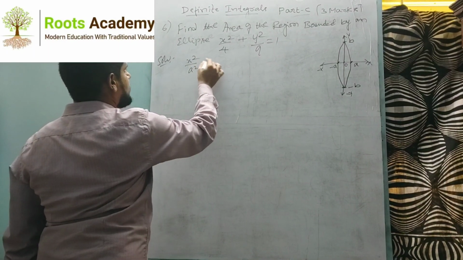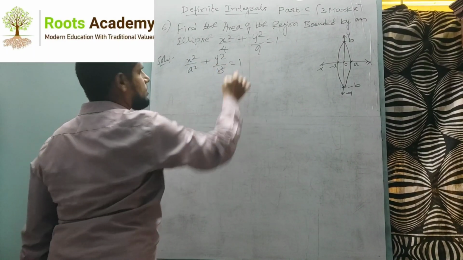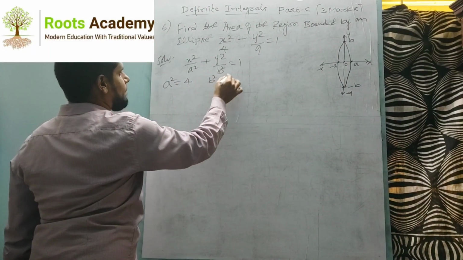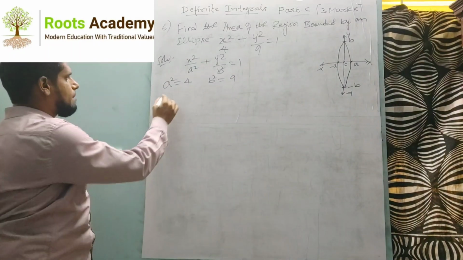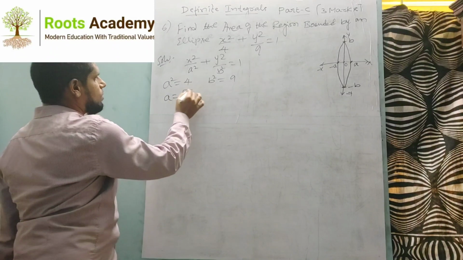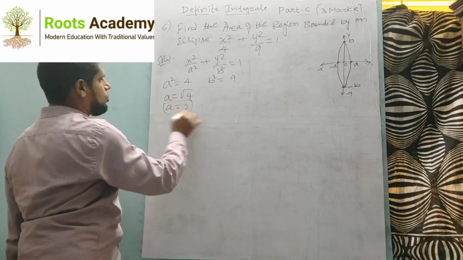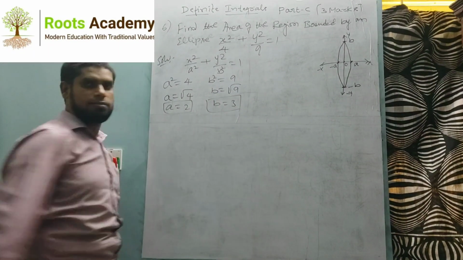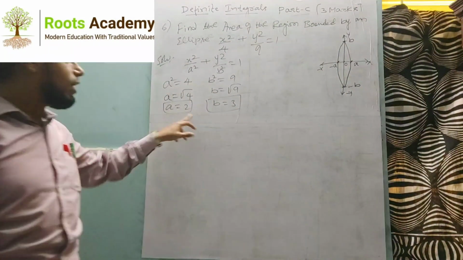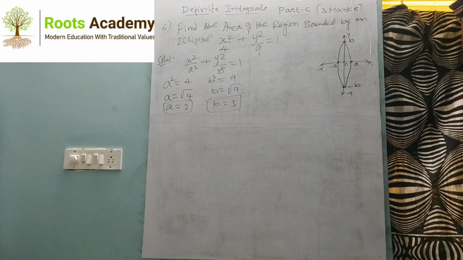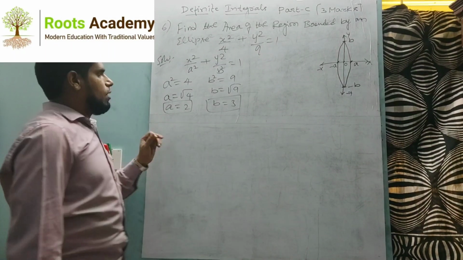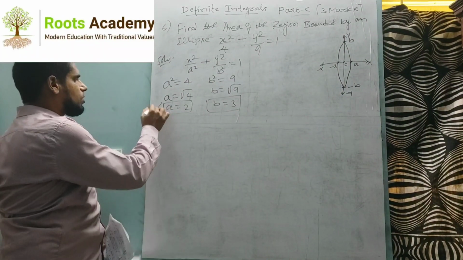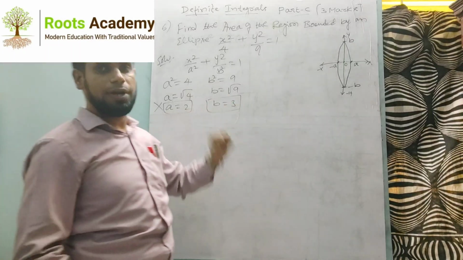x square divided by a square plus y square divided by b square is equal to 1. So if I compare, a square is equal to 4, b square is equal to 9. a is equal to root 4, so a equals 2, b is equal to root 9, b equals 3. These are the two values. But since it is on the y-axis, it does not bother about this value. This is not necessary for us. b is important.